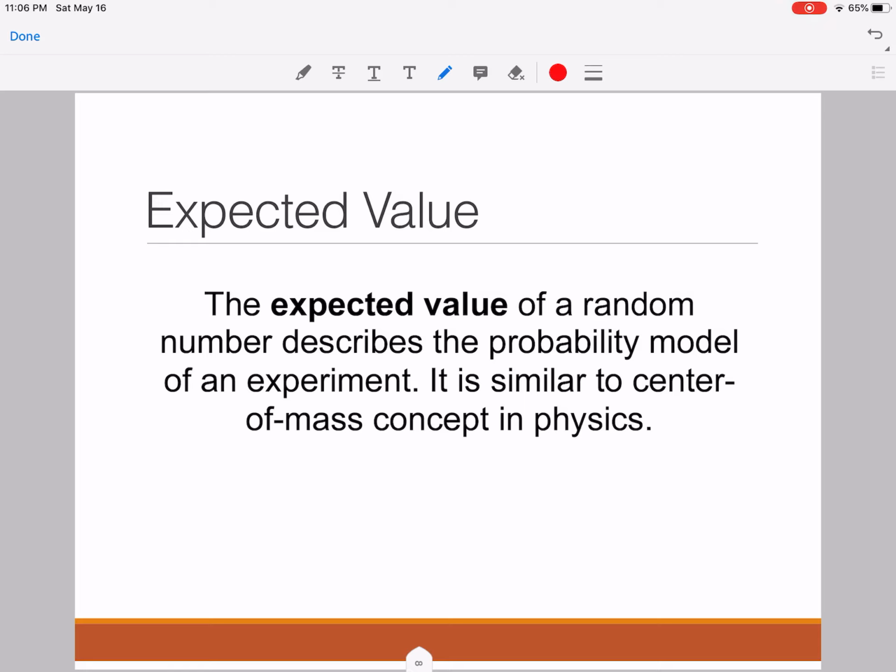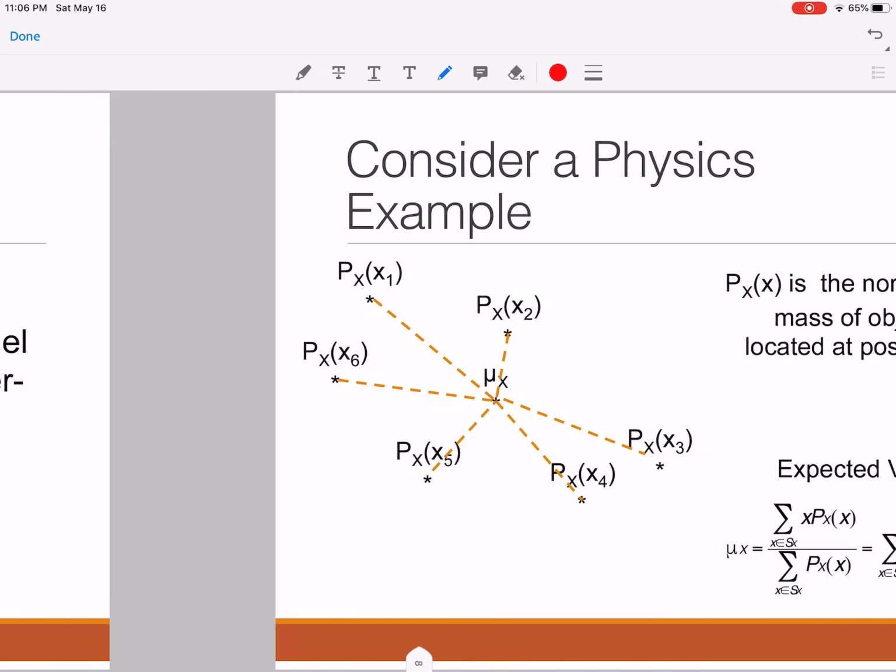Now let's look into some statistics pertaining to random variables, some numbers that describe a data set. One of them is the expected value, which is often referred to as the statistical average. So the expected value of a random variable is a probability model, and it tells you what value a random variable is expected to take on for a given experiment. For example, if I were to roll a die, what number can I expect? In physics terms, it is similar to talking about the center of mass. It is the center of mass of your data set.